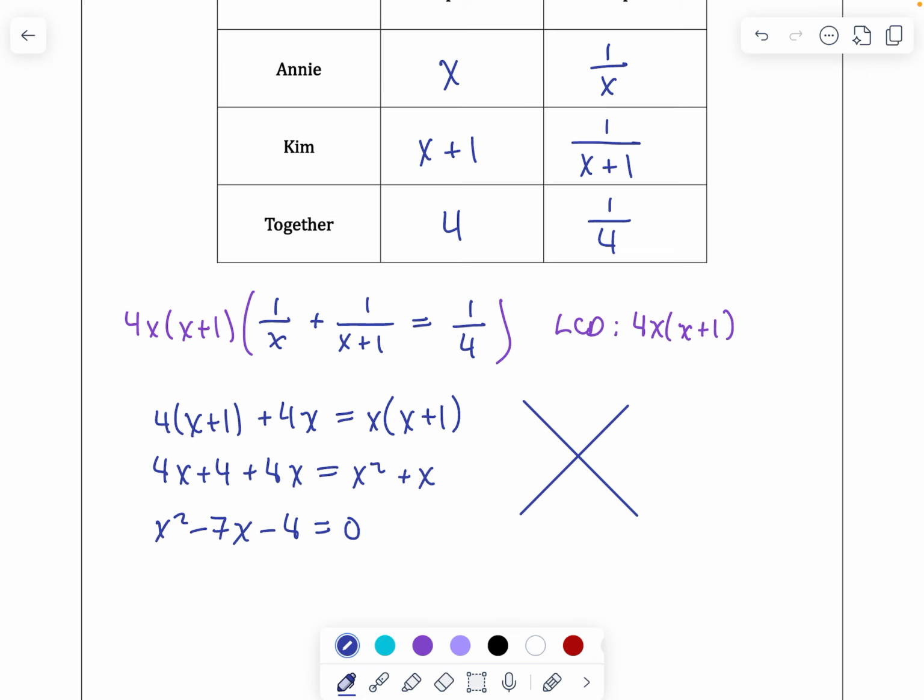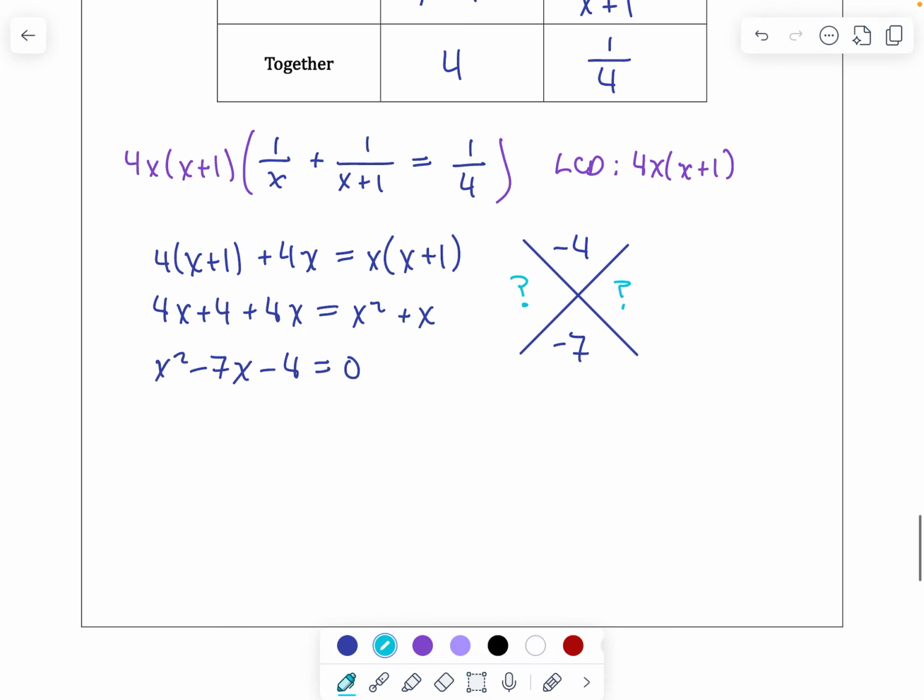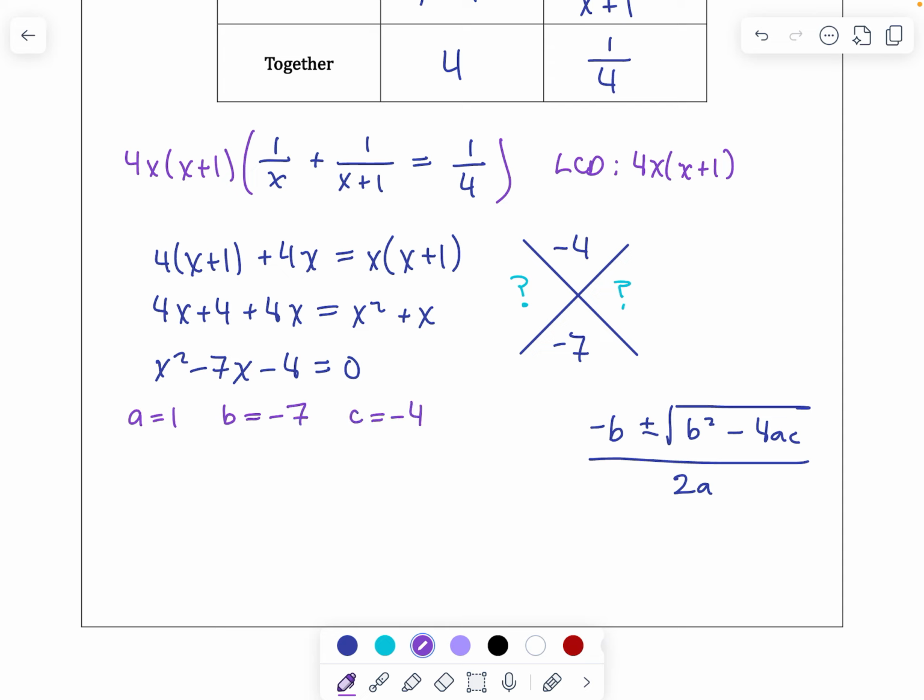So I need two numbers that have a product of -4 and a sum of -7. Well, the only factors of 4 are 1 and 4, and 1 plus 4 is 5. So there's no way we're going to get a -7 out of this, which means, drum roll, you need to use the quadratic formula. I have a little bit more room here, so I'll write it again: negative b plus or minus the square root of b squared minus 4ac, all over 2a. We have to use that because this is non-factorable. My a is 1, my b is -7, and my c is -4.